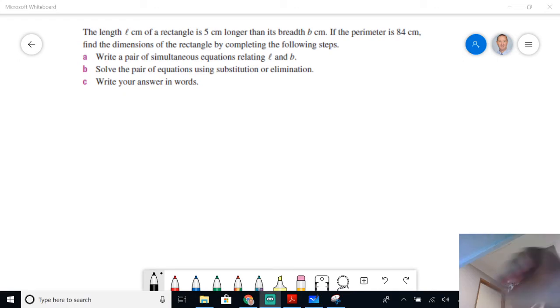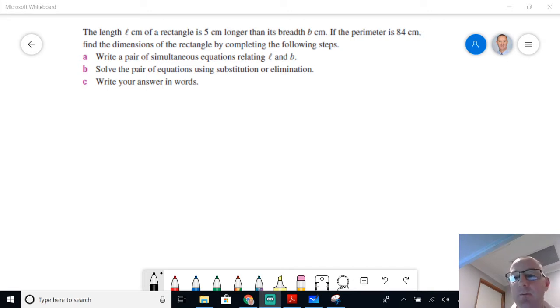Okay, what I'm going to do here is demonstrate how you can use some simultaneous equations to solve some word problems. So here's our problem. The length L of a rectangle is 5 centimeters longer than its breadth, which is going to be B. If the perimeter is 84 centimeters, find the dimensions of the rectangle by completing the following steps. Write a pair of simultaneous equations relating L and B for part A.